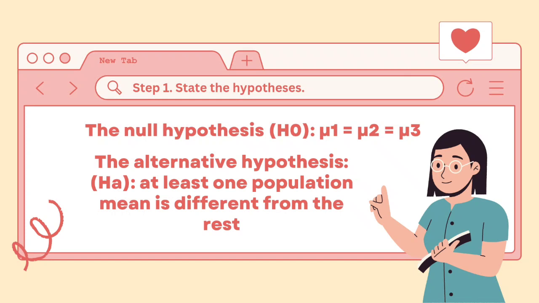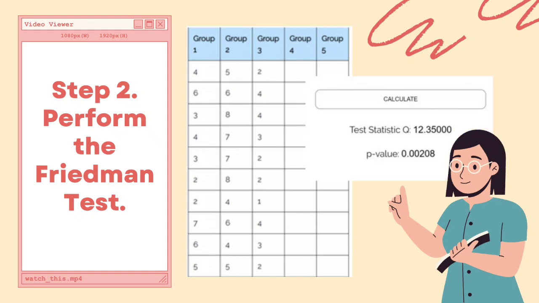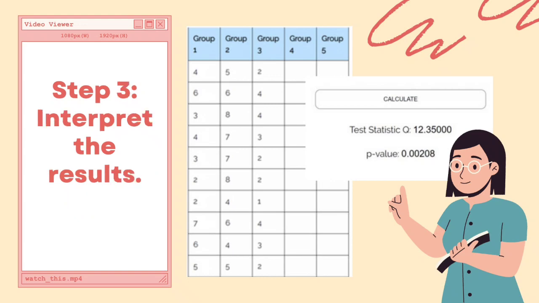Let's move on to step 2, which is to perform the Friedman test. We will use the Friedman test calculator using the following input. Once we click calculate, the following output will automatically appear. So next step, I interpret the result.